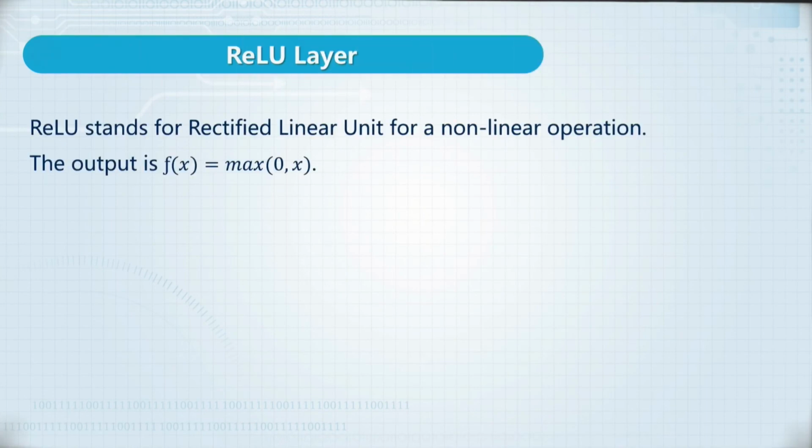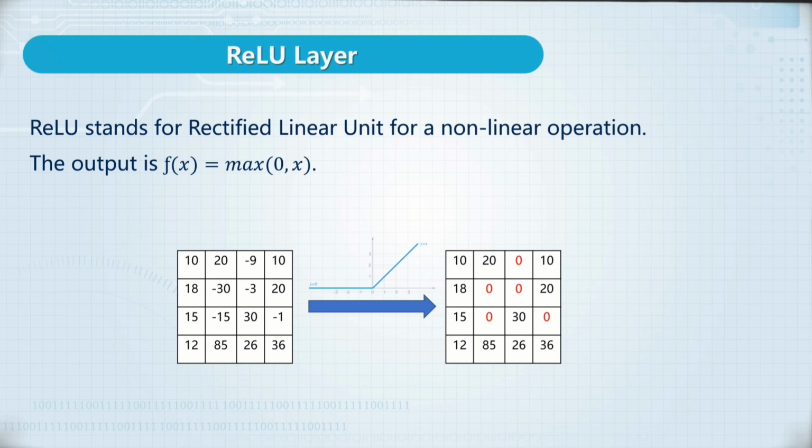ReLU stands for rectified linear unit, a nonlinear operation. The output is f(x) equals max(0, x). Why is ReLU important? ReLU's purpose is to introduce nonlinearity in our ConvNet, since the real-world data we would want our ConvNet to learn would be non-negative linear values. There are other nonlinear functions, such as sigmoid, that can also be used instead of ReLU. Most data scientists use ReLU since performance-wise, ReLU is better than the others.